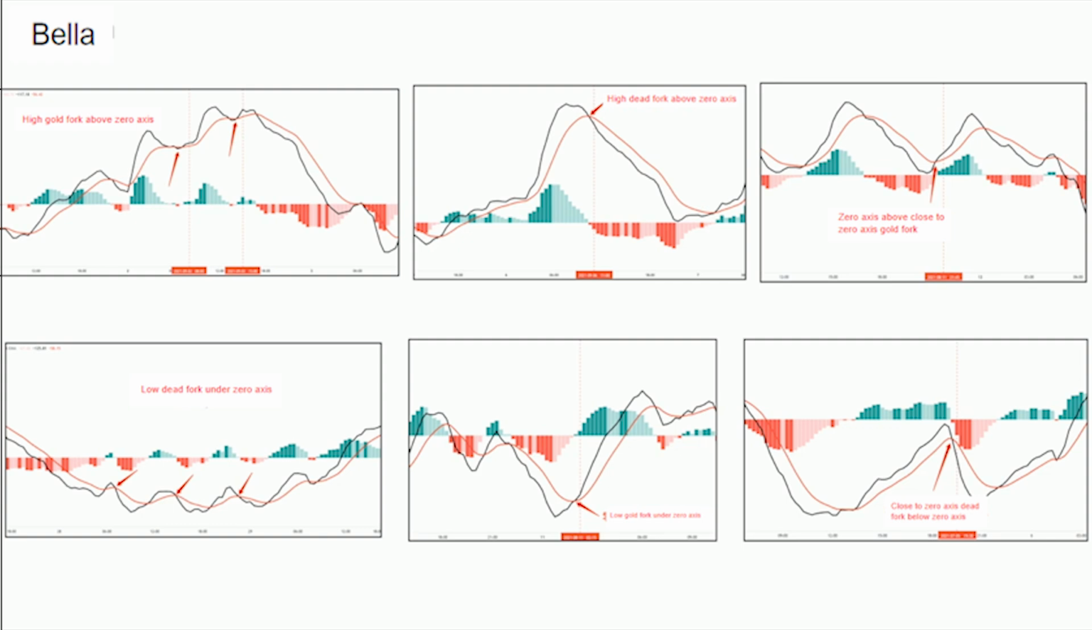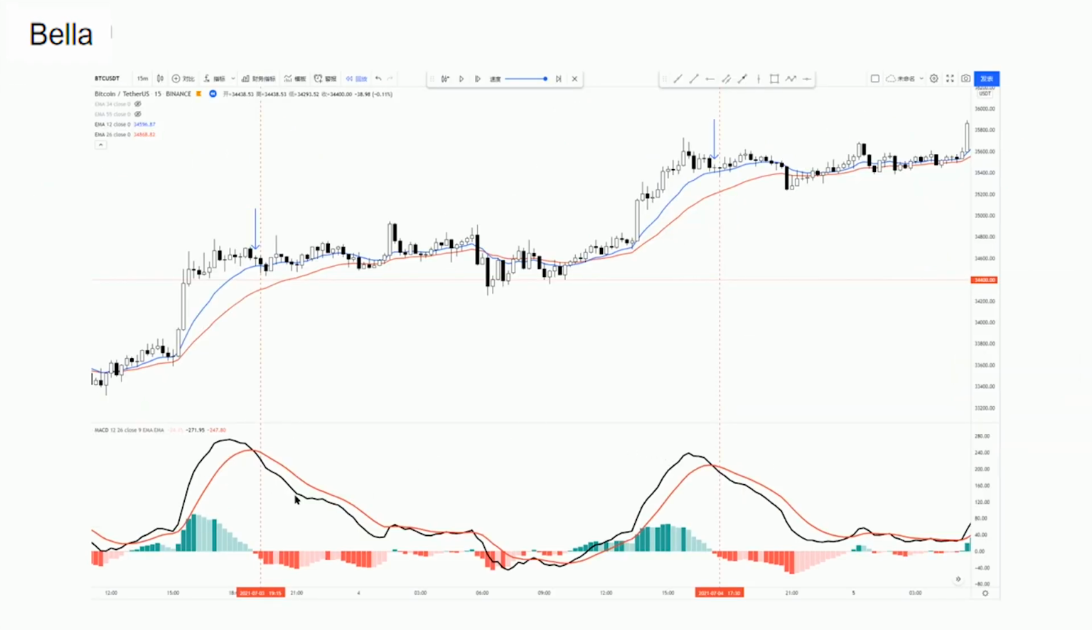MACD golden and dead crosses have these common situations: the high golden cross above the zero axis, the high dead cross above the zero axis close to the zero axis and then an upward golden cross, under the zero axis the low dead cross, the low golden cross close to the zero axis, and then a pure dead cross. Of these six cases, the high golden cross and the low dead cross have no reference value at all, so I'm not going to talk about them. Let's look at the second case, which is the high dead cross and the low golden cross.